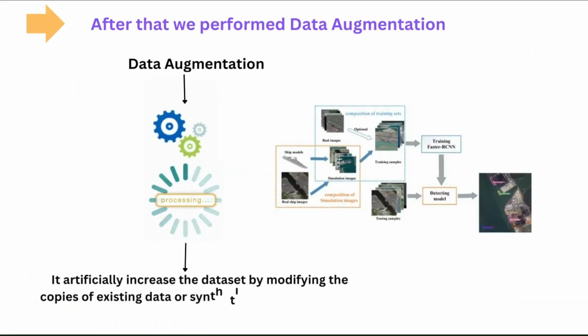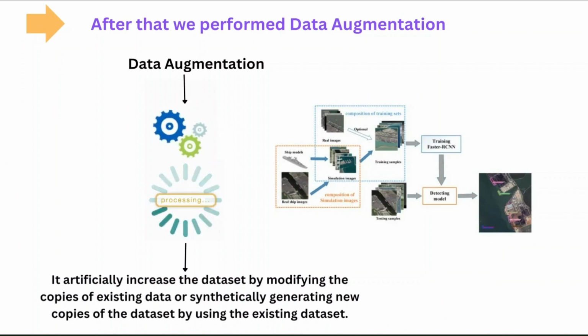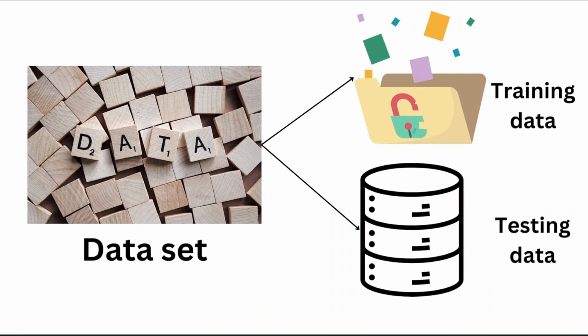Now we will start data augmentation. It is a process which artificially increases the dataset by modifying copies of existing data or synthetically generating new copies of the dataset by using the existing dataset. We then split the dataset into training data and testing data.